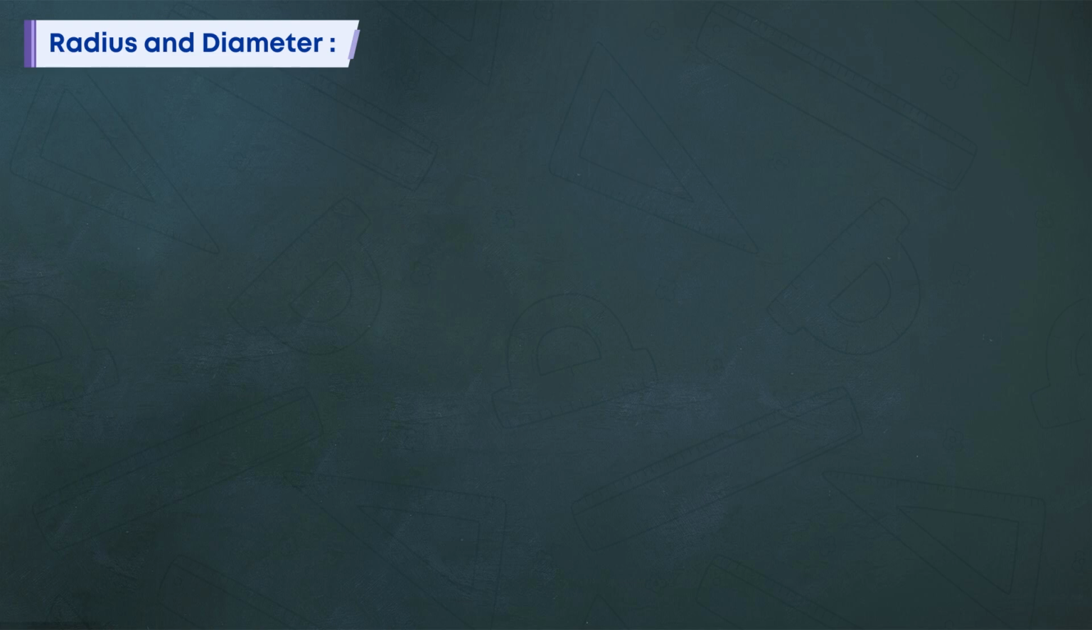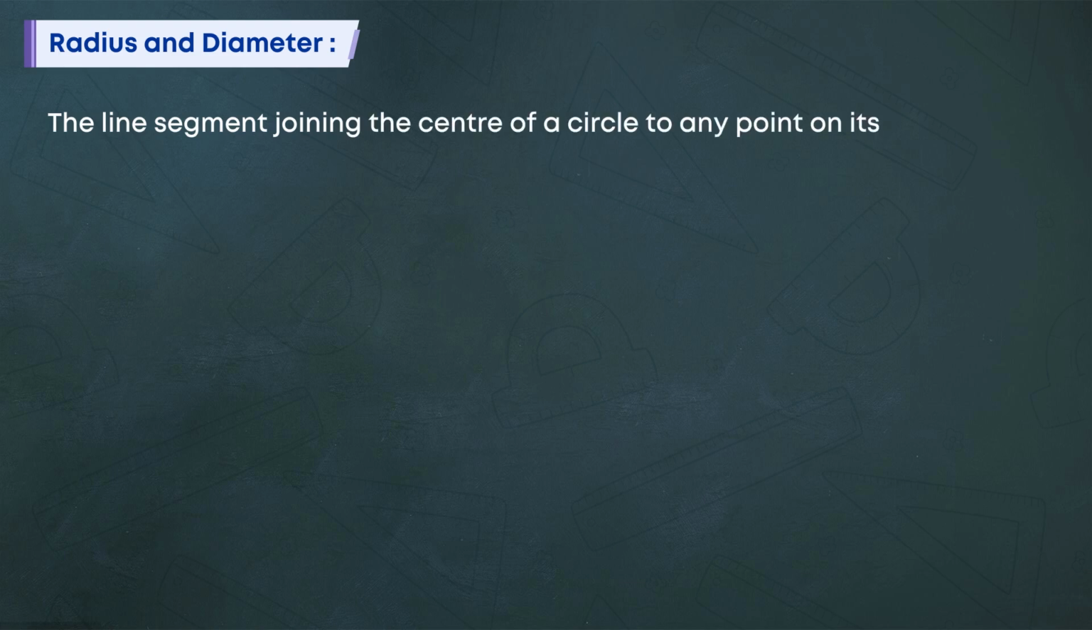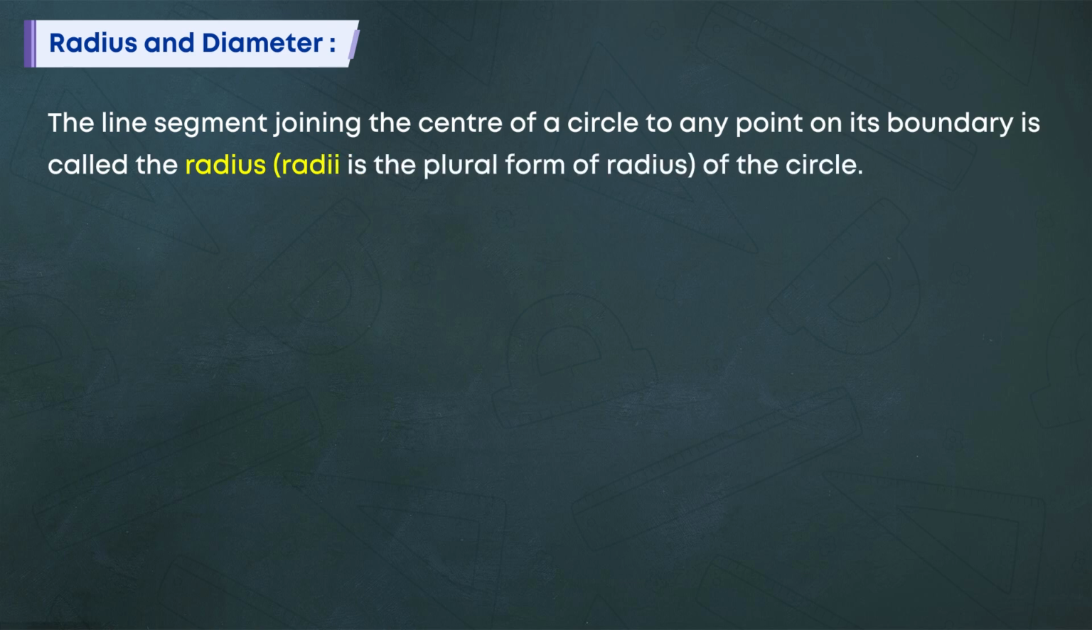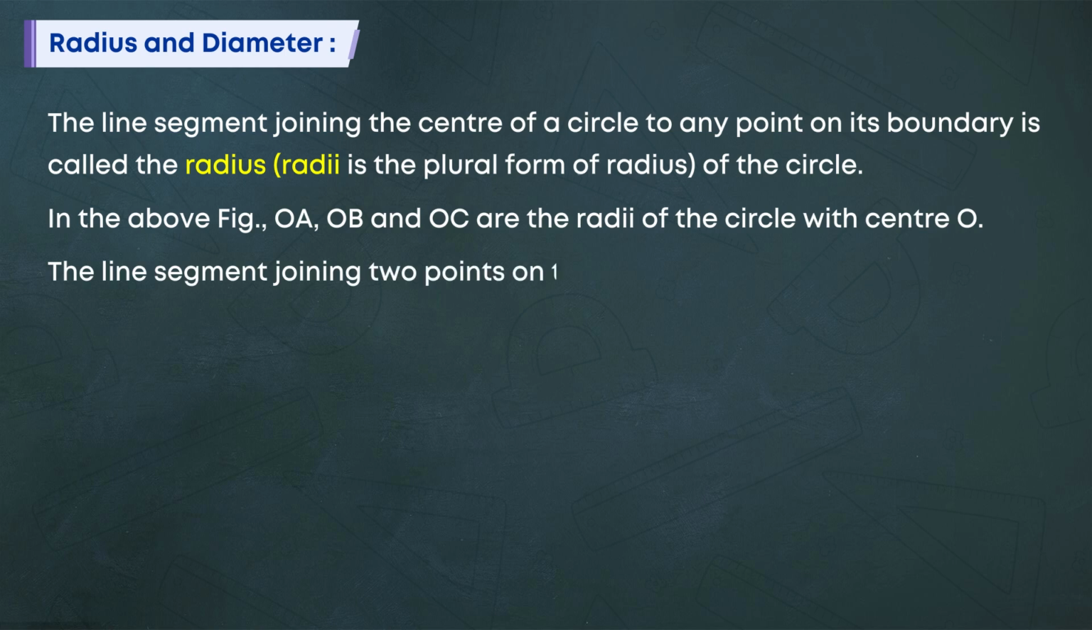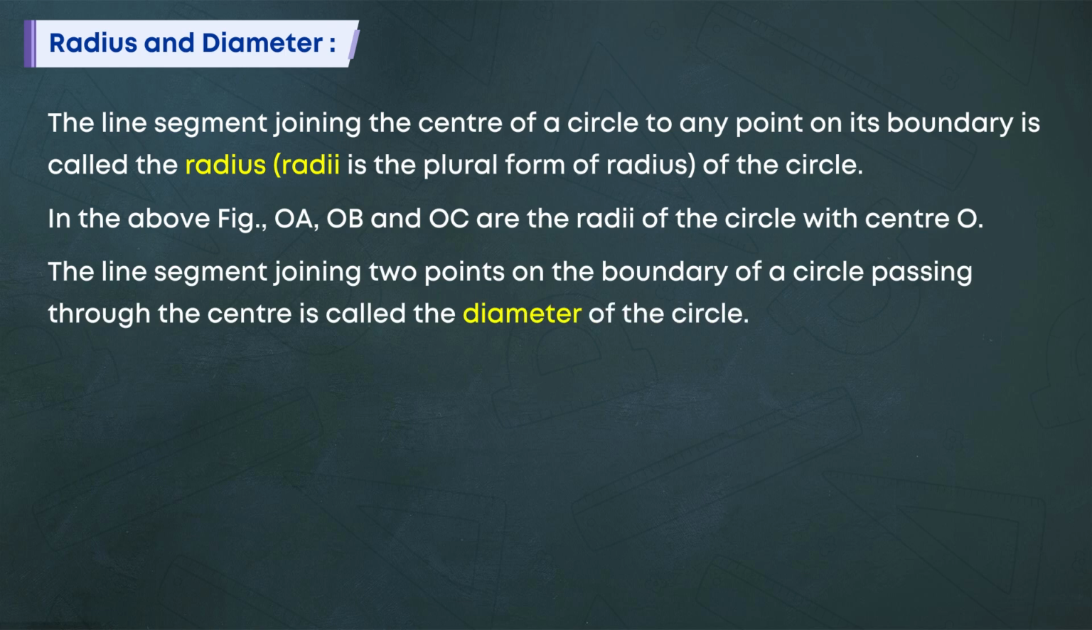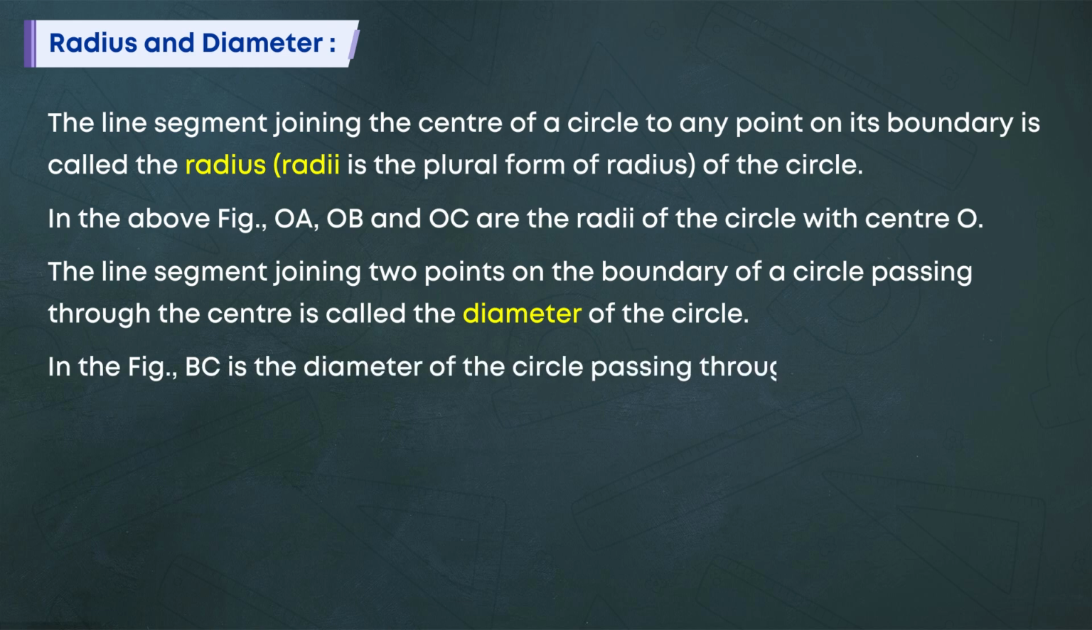Radius and diameter. The line segment joining the center of a circle to any point on its boundary is called the radius. Radii is the plural form of radius of the circle. In the above fig, OA, OB, and OC are the radii of the circle with center O. The line segment joining two points on the boundary of a circle passing through the center is called the diameter of the circle. In the fig, BC is the diameter of the circle passing through the center O.